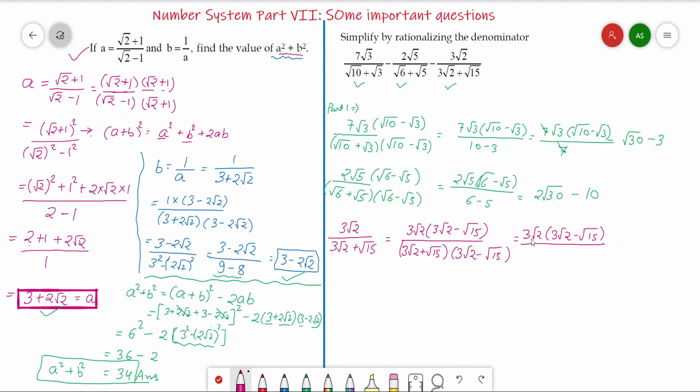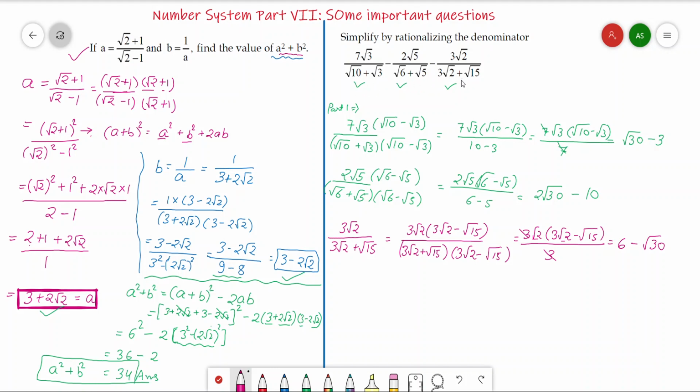In the denominator, I am skipping one step. When you multiply this and this, you'll be getting 18 minus 15, which will come as 3. So now these two will get cancelled, and when you multiply this, root 2 into root 2 becomes 2. 2 3s are 6, minus this into this becomes root 30. So we have simplified all three parts of the given question.